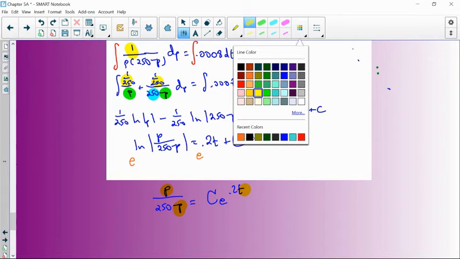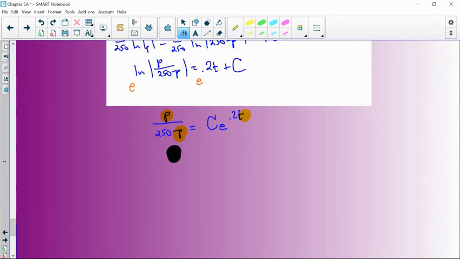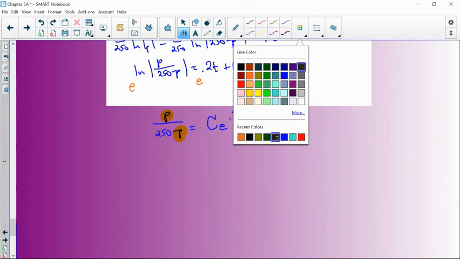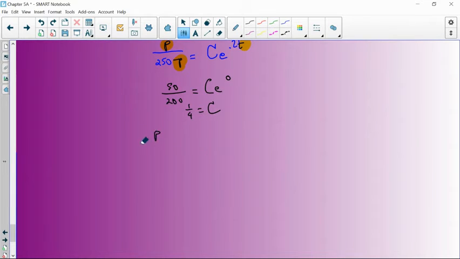And I think what I might do is I go to maybe the black pen just to show up here. So that is if I switch to pen. So there it is. So p we said was 50, and 250 minus 50 is 200. Is equal to c e to the 0. So we do end up getting 1/4 is equal to my constant. So I have p divided by, I should say, 250 minus p is equal to 1/4 e to the 0.2t.